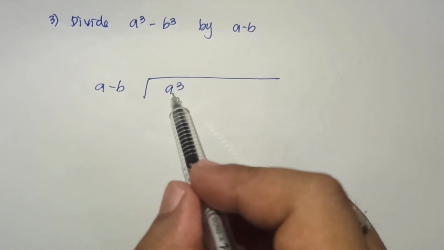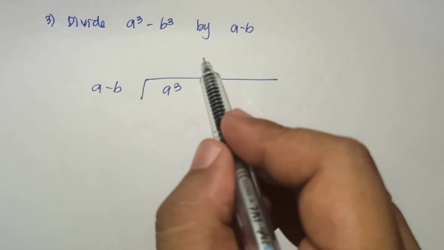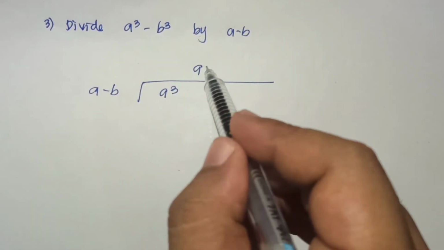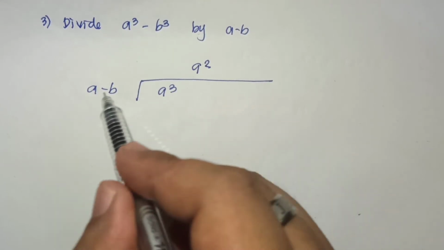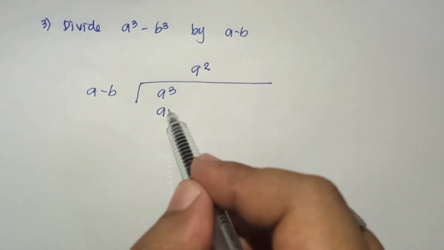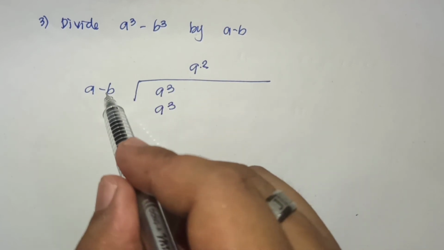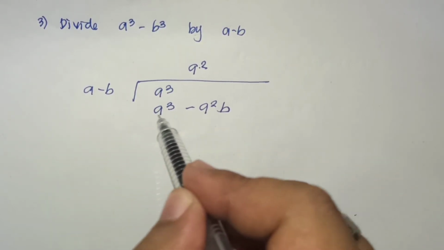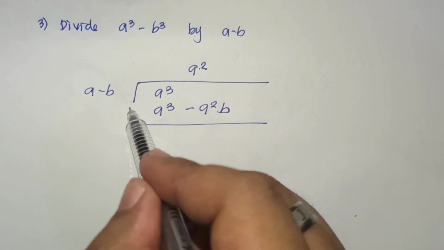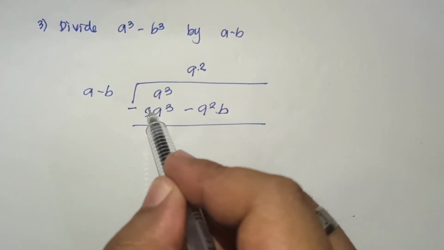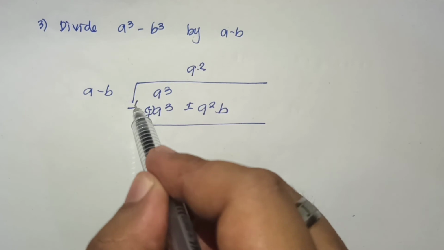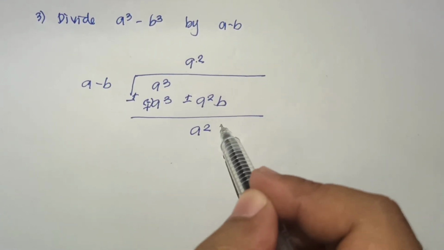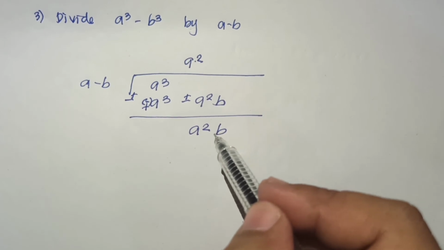So let's start with this part, a cube. So a cube divided by a, that is a squared. So a squared times a, that is a cube. A squared times negative b, that's negative a squared b. So subtract, then change the sign of the subtrahend, then proceed to addition. So we have here a squared b.